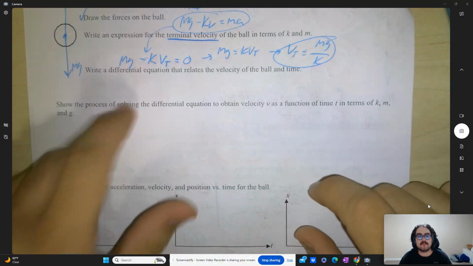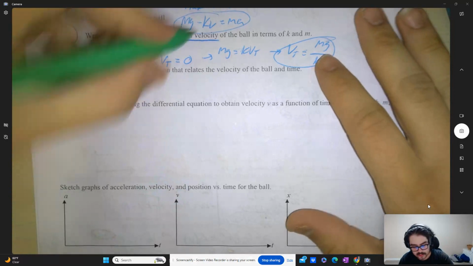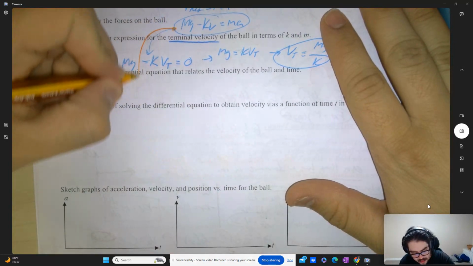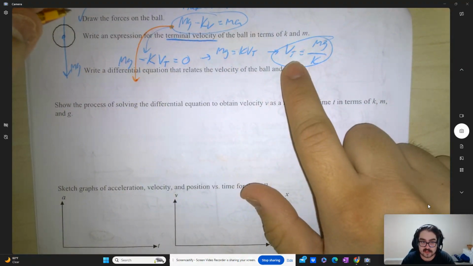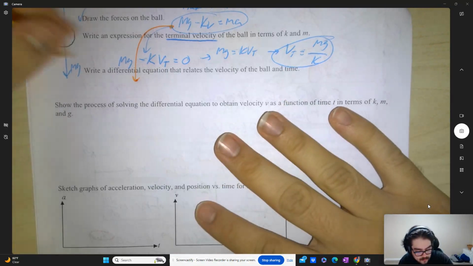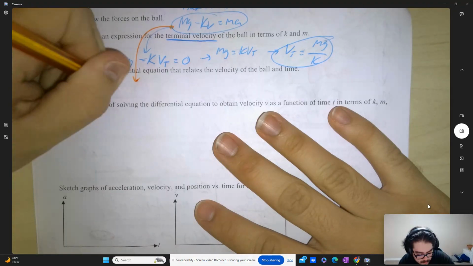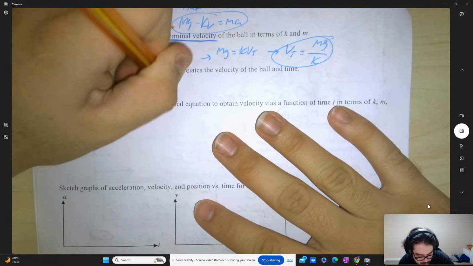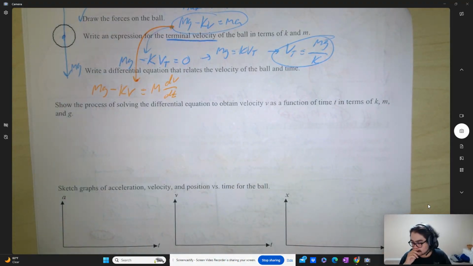Now, here's the part where we have to write the differential equation. When we do this part, we're actually just going to take this expression up here that we wrote and use that to write our differential equation. We're not going to do anything with terminal velocity. We're just going to use the part up here. So when I write the differential equation, we should get mg minus kv equals m times dv over dt.